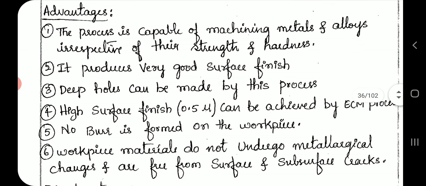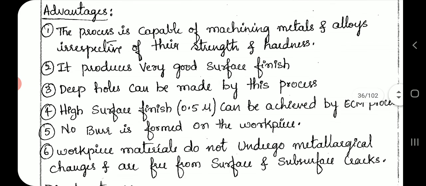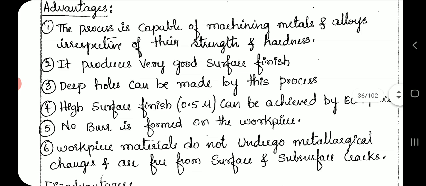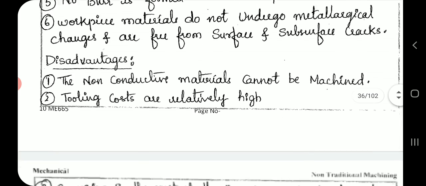The process is capable of machining metals and alloys irrespective of their strength and hardness. It produces very good surface finish. Deep holes can be made by this process. High surface finish of 0.5 micron can be achieved by the ECM process. No burr is formed on the workpiece. Workpiece materials do not undergo metallurgical changes and are free from surface and subsurface cracks.